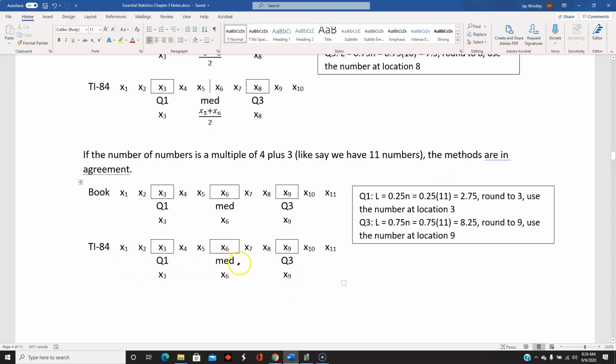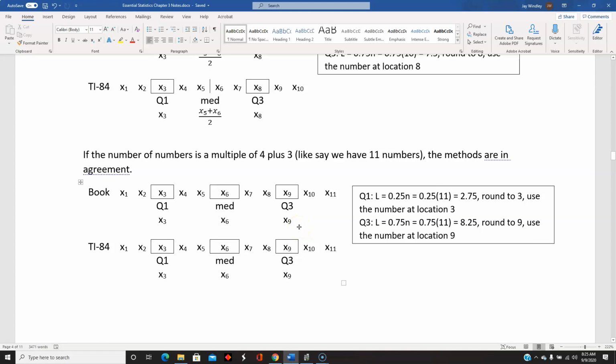So that's pretty straightforward, the way the calculator does it. The way the book does it, median is the same. And then here's how we find quartile 1. Quartile 1, the location is 0.25 times 11, which is 2.75, which rounds up to 3. So you use the number at location 3. Quartile 3 location is 0.75 times 11, which is 8.25, which always has to get rounded up. So we round up to 9, use the number at location 9.